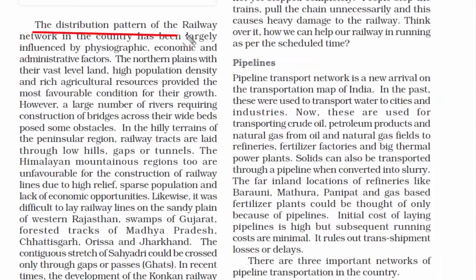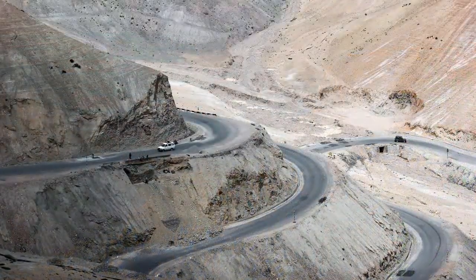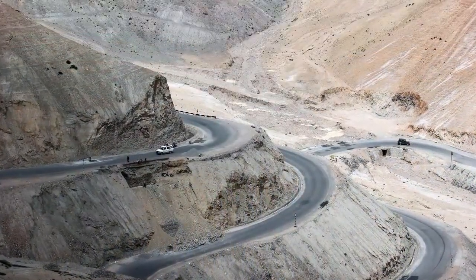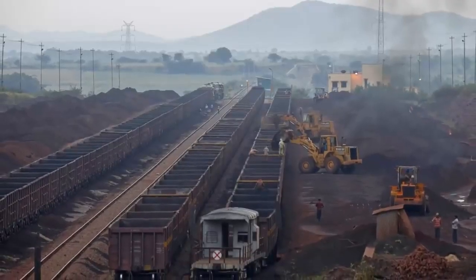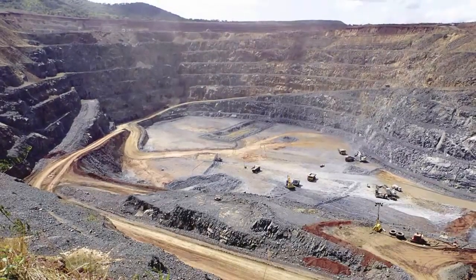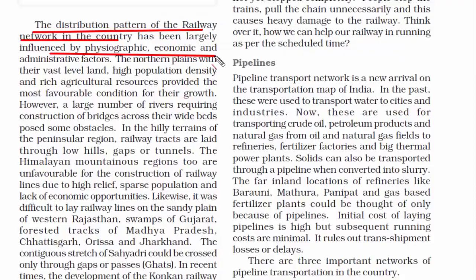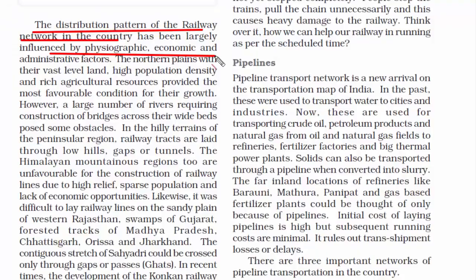So if you look at the distribution pattern of the railway network in our country, it is largely influenced by three factors. They are physiographic, which means the terrain and the topography of that particular place, whether that region is hilly or rough or it has a lot of jungle, etc. The second one is the economic factor, which means whether that place has enough industries or whether that place is rich in natural resources that can be transported. Because if you see, the railways earn their major income from freight service, that is transporting goods rather than passengers. So the economic factor is very important for the railways.